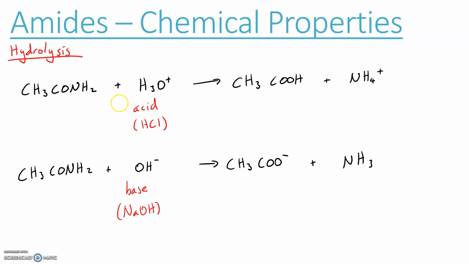Okay, the hydrolysis in acidic conditions, which is where we're reacting with hydronium ions, we get a carboxylic acid and the ammonium ion. Reacting in hydrolysis in alkaline conditions, for example with sodium hydroxide, we get a carboxylate ion, so in this case the ethanoate ion and ammonia. So ammonium ion, ammonia solution.